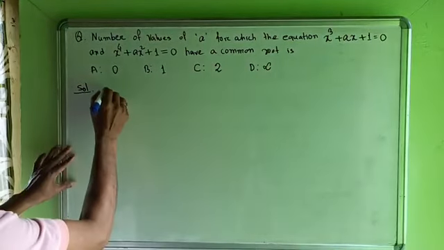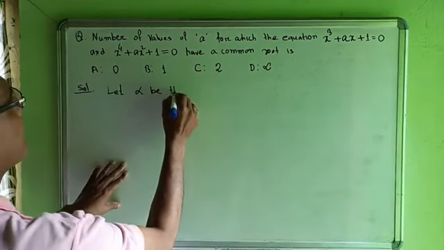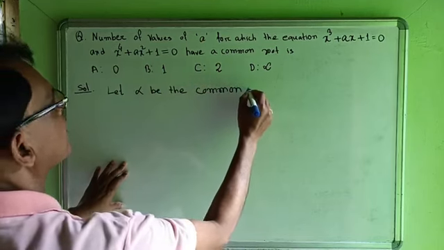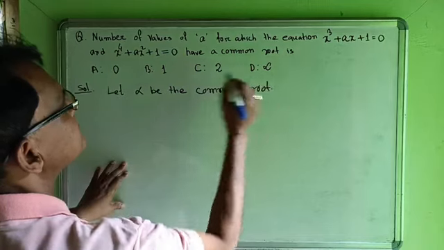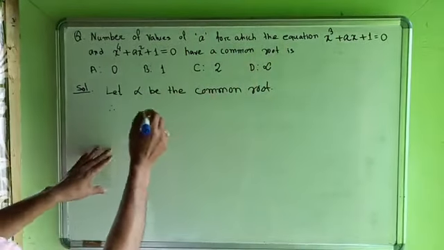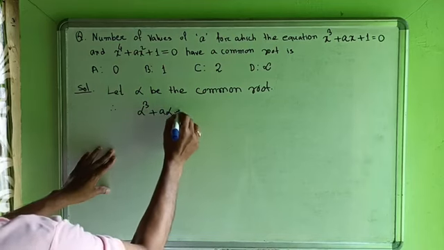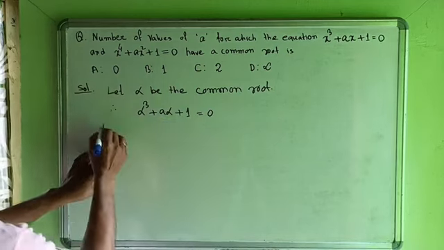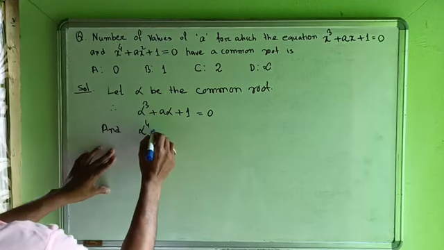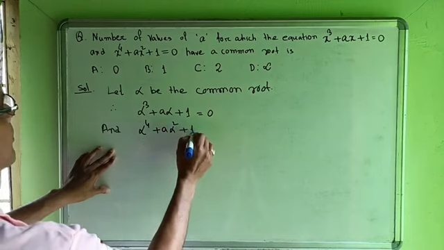Let alpha be the common root. Therefore, alpha will satisfy this equation and this equation. Therefore, we get alpha cube plus a alpha plus 1 equal to 0, and from the other equation, alpha to the power 4 plus a alpha squared plus 1 is equal to 0.